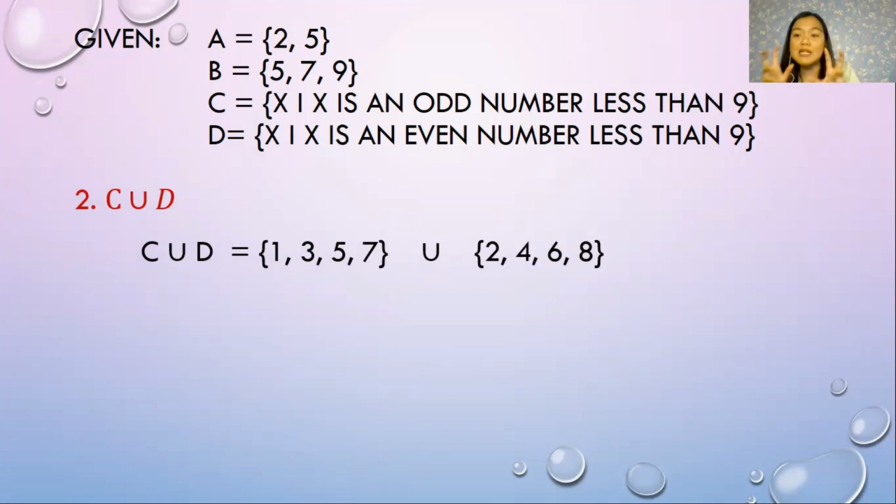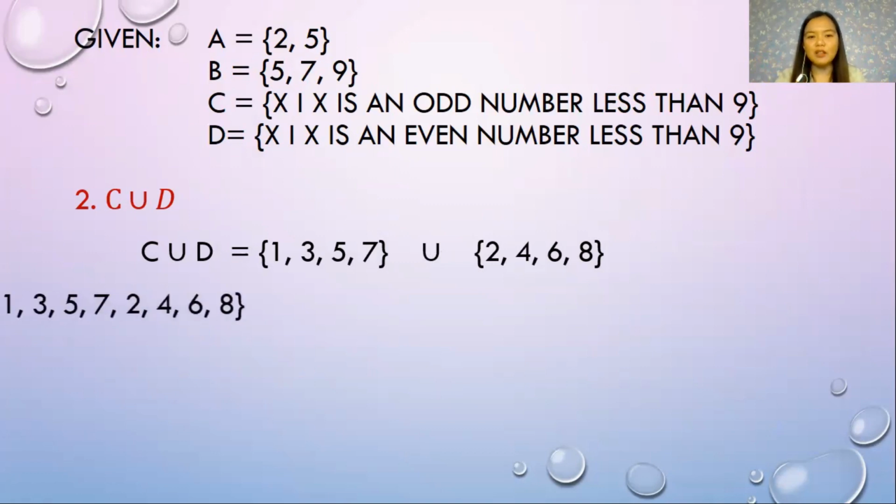Pero pag sinabing less than or equal to 9, yon yung kasali yung 9. Pero pag less than lang, hindi mo na isasali. So, yung C, ang elements lang niya, mga odd numbers less than 9, we have 1, 3, 5, and 7. Union with the elements of D, which is X, such that X is an even number less than 9. So, you have 2, 4, 6, and 8.